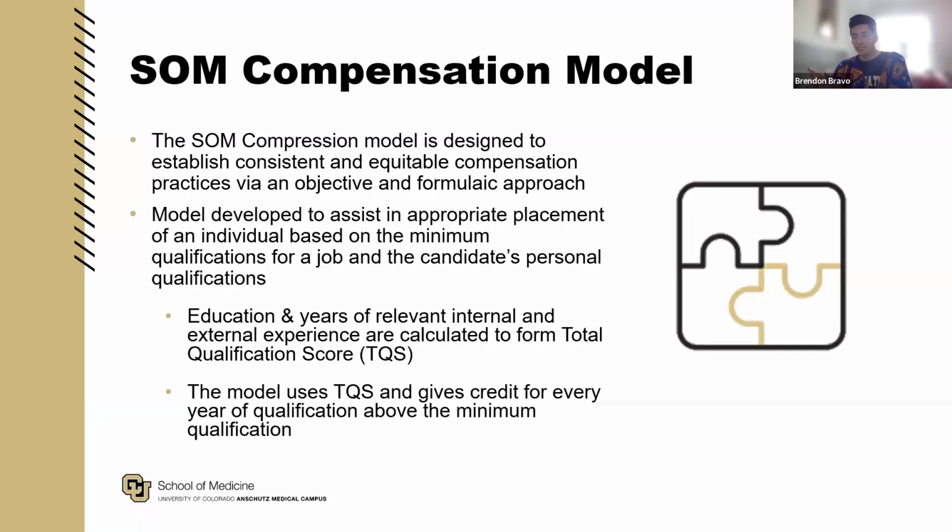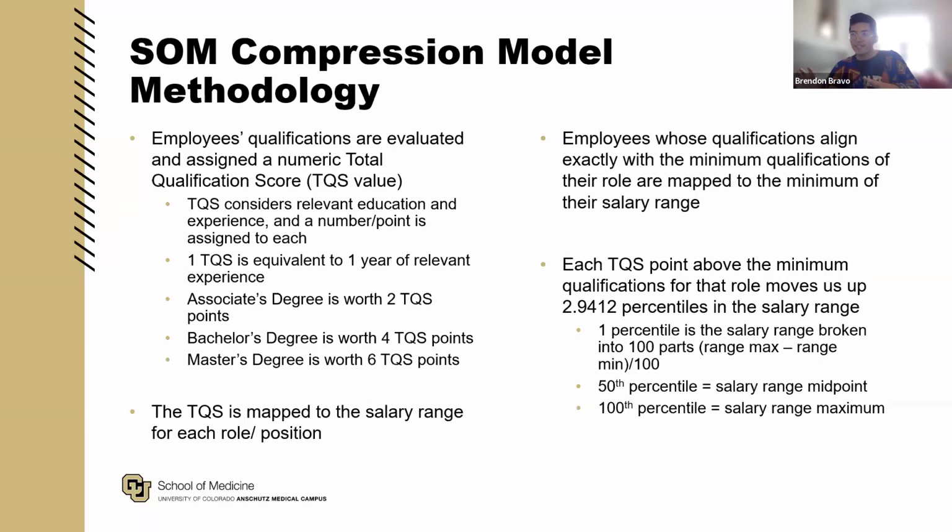And then based off of that TQS score, it gives them credit for every year that they're above the range, and it places them in the model. So, a quick thing about TQS. The qualifications are evaluated and assigned. For your highest level of education, if you have a master's, you get a 6, a bachelor's, you get a 4, and then for each year of relevant experience, you get another point.